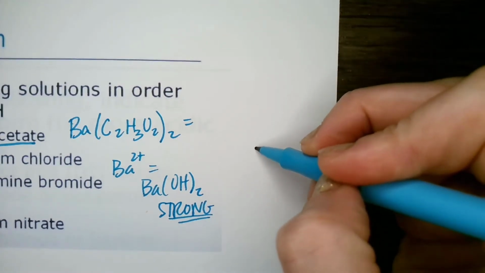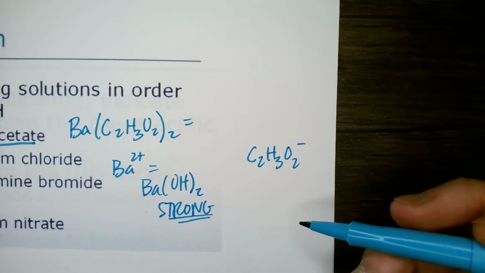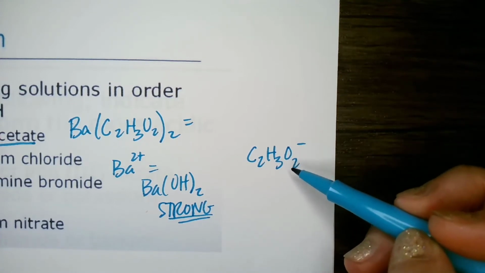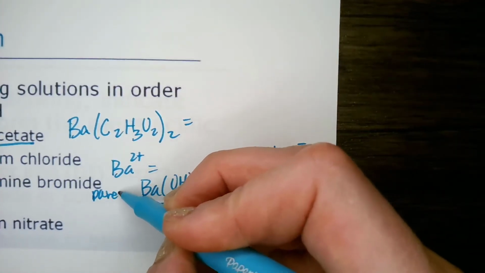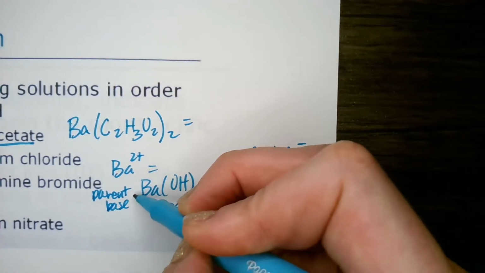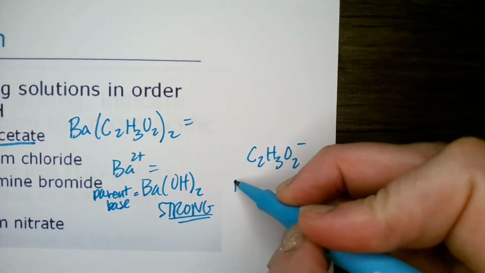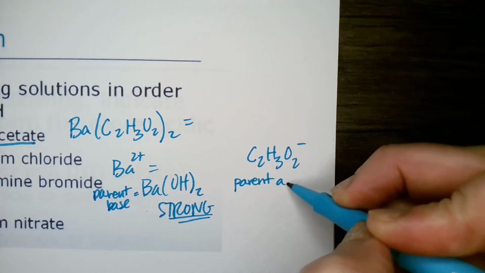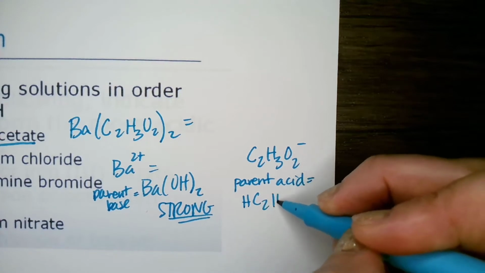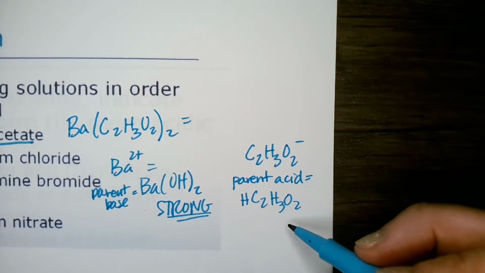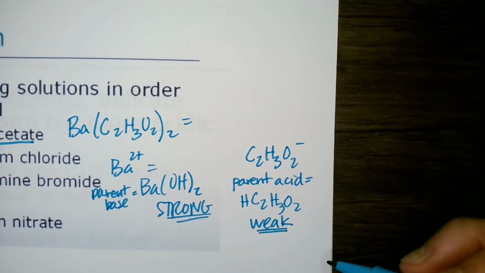When we have C2H3O2 minus, we know acetate's parent acid. This is my parent base, which is the barium hydroxide, and we know that's strong. Acetate's parent acid is acetic acid, HC2H3O2. We know acetic acid is weak, and it will affect the pH.